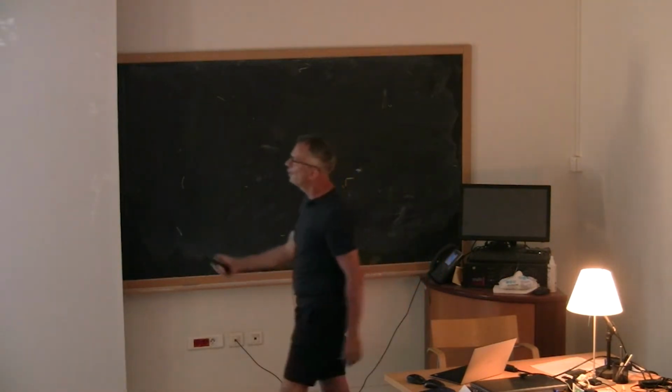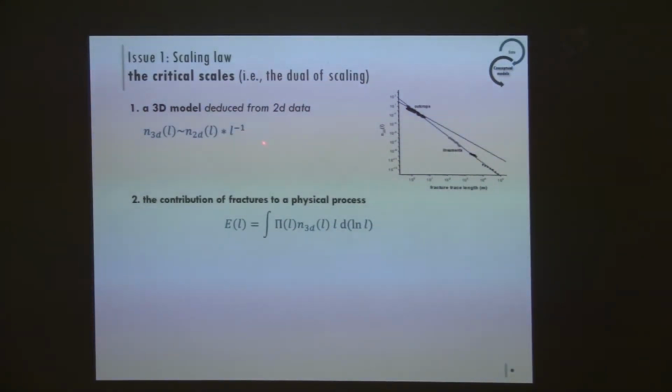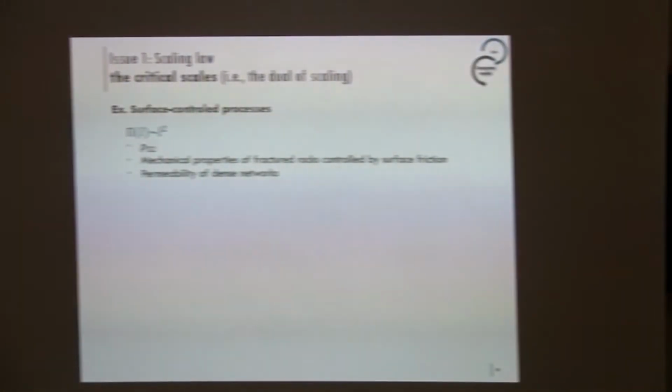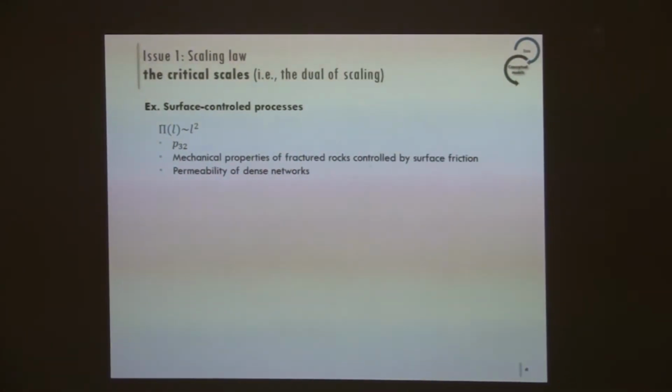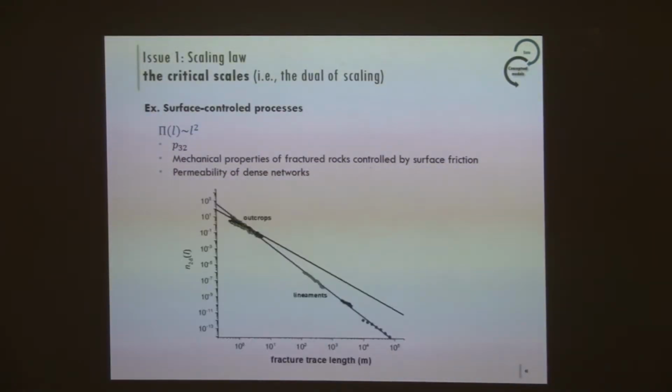So let's take one example. You start from the 2D model, you remember? And then we calculate the 3D model by some stereological rules. And we calculate the contribution of fractures to a physical process. Okay? Let's start with surface control processes. So the P term is proportional to L squared. So this is valid for permeability of a dense network, for mechanical properties of fractures controlled by surface friction. So you have many processes which are like that.